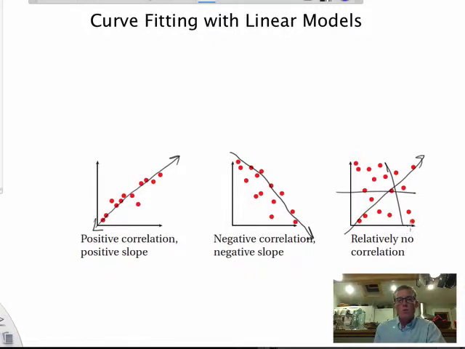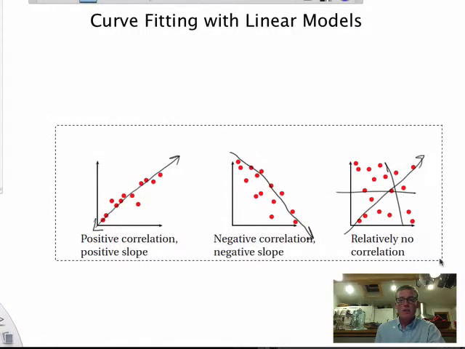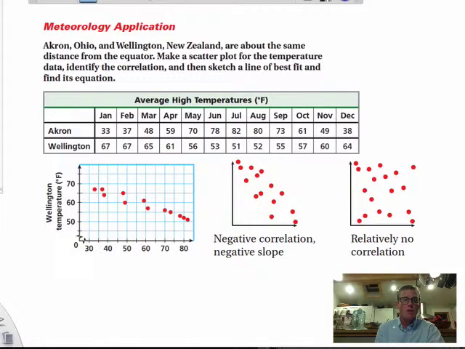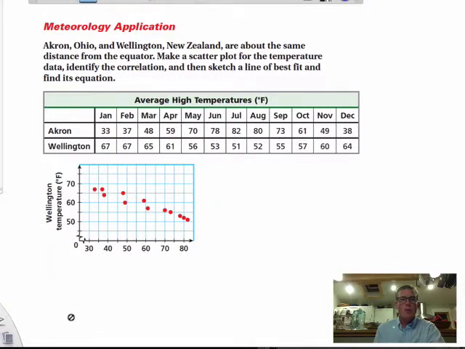Okay, so why are we talking about this? Well, it turns out that we can use this to fit it to any sort of models, and so let's take a quick look at how that can apply to math that we're going to be doing. Okay, so here's a problem. It's a meteorology application, and it's talking about Akron, Ohio and Wellington, New Zealand, which are about the same distance from the equator. And so we need to make a scatter plot for the temperature data and then identify the correlation and then sketch the line of best fit to find its equation.